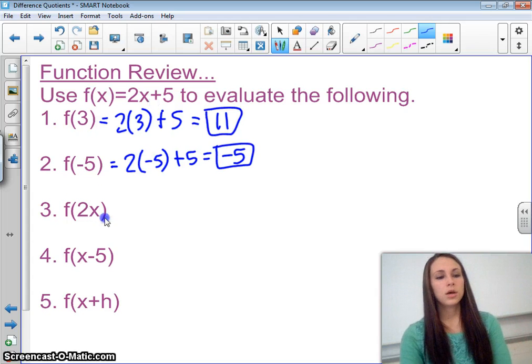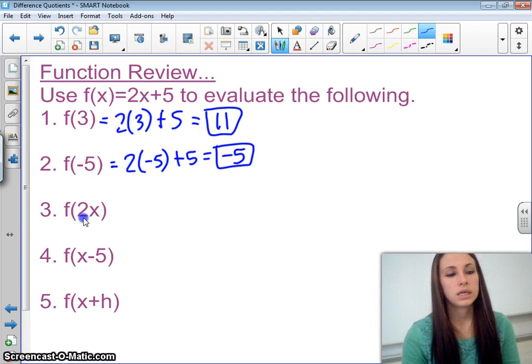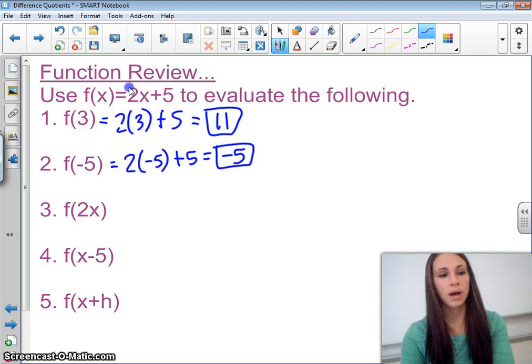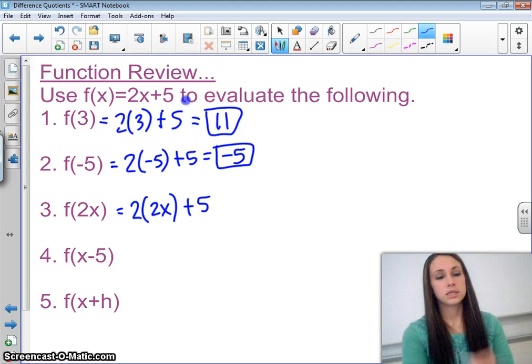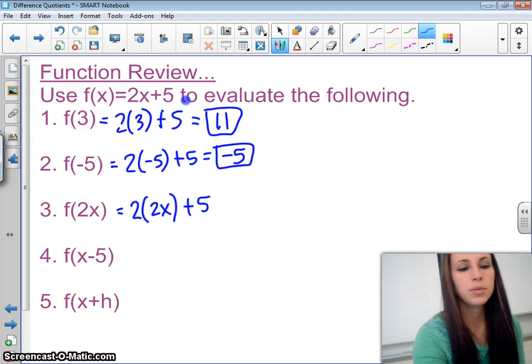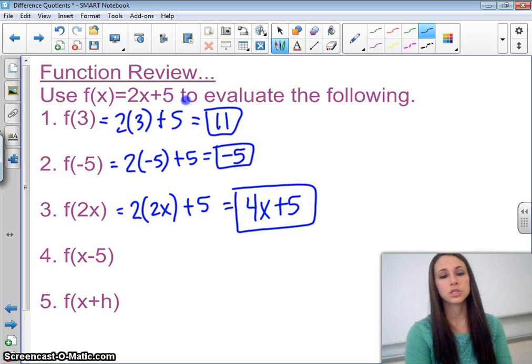Now, down in number 3, this really just means the exact same thing, except now there's an x in there with the number, okay? So this does not mean to take 2 and multiply it by everything in here. It doesn't mean to take 2x and multiply it by this. This means to take 2x and plug it in for x into that function. And so when I simplify this, the only way I can simplify it is just by multiplying the 2's and making that 4x plus 5. And that's as simple as it can get. So that's the simplified f of 2x.